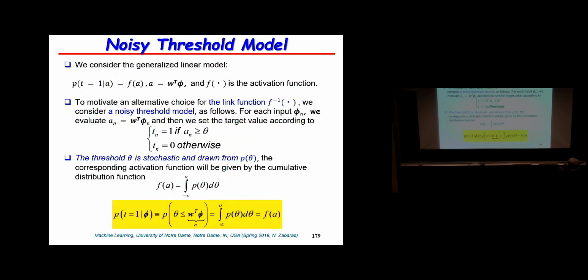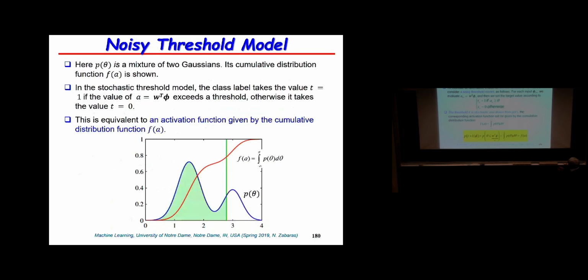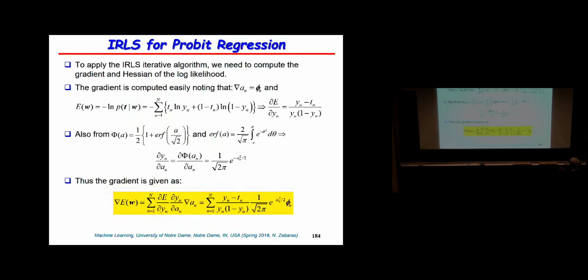W comes in the definition of A, which is W transpose phi, okay? So effectively, to find the gradients of this cross entropy loss function, we have to take derivatives with respect to Y, derivatives of Y with respect to A. What's the derivative of Y with respect to A? You remember, if Y is the CDF of a standard Gaussian, do you agree that this is del Y del AN? Right?